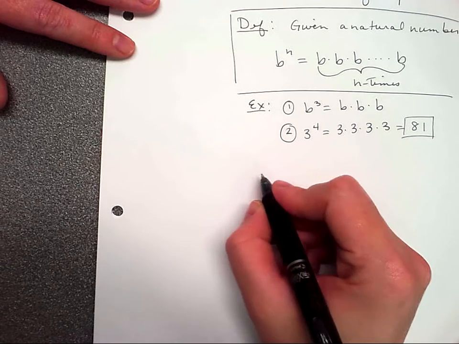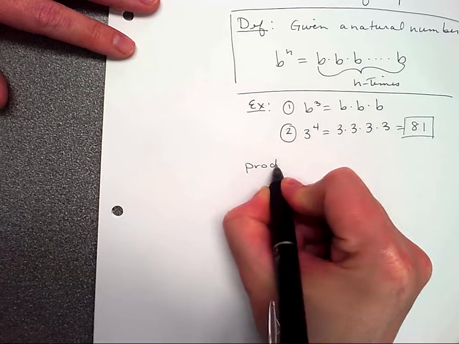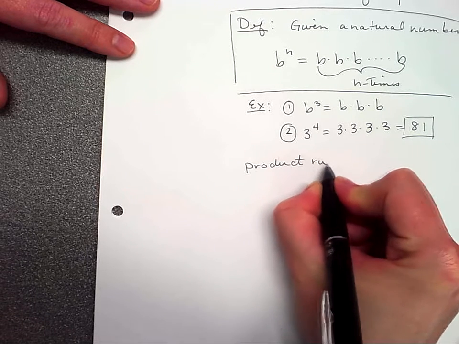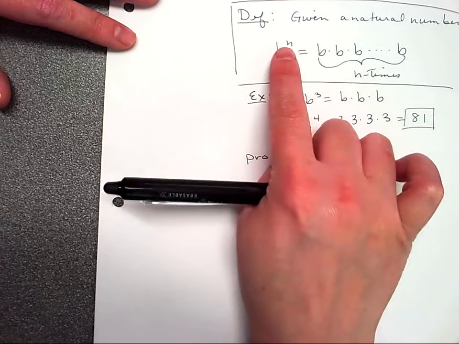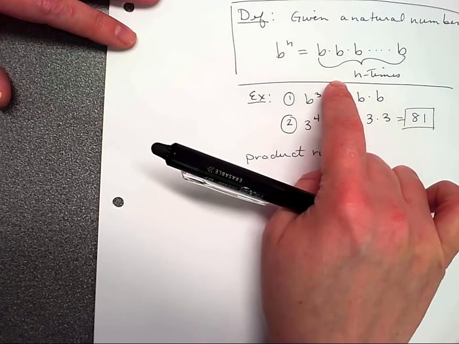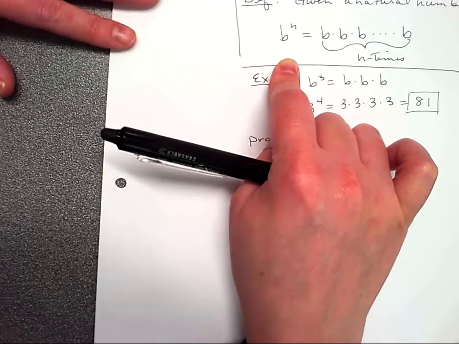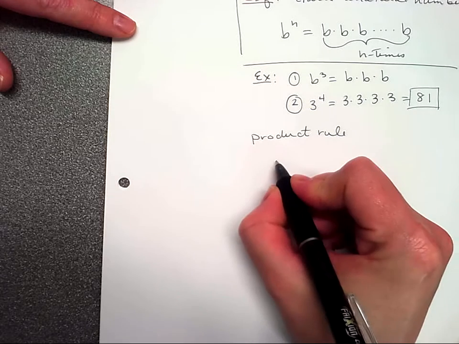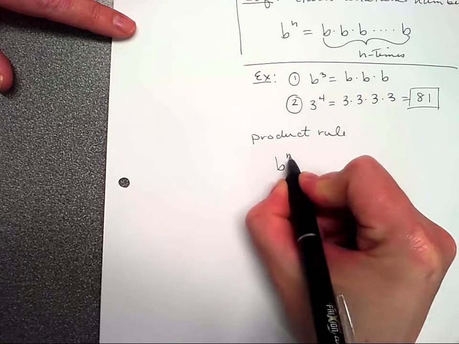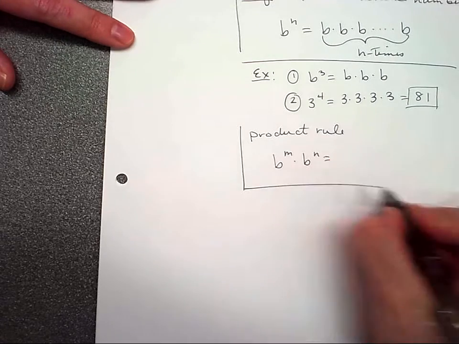So we're going to call this the product rule. Is it an n near the b in the definition? Yes, n times. Whether it's an n or an h, they have to match right here. That's the only thing that's important. Not my penmanship. Okay, so let's say I have b to the m power times b to the n power. Okay, this is the product rule.